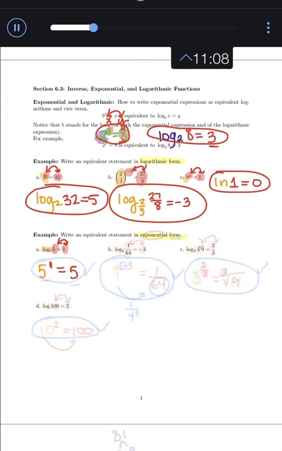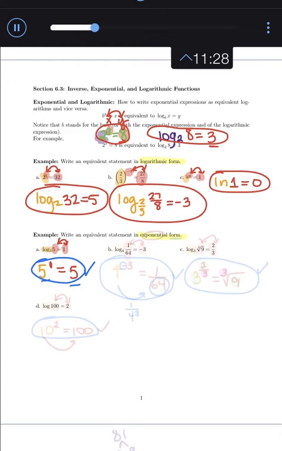Well, does 5 to the first power equal 5? Yes, it does. So this is exactly right. This is the statement that it turns into, and it is a true statement. So this is what we've got. The statement 5 to the first power equals 5.